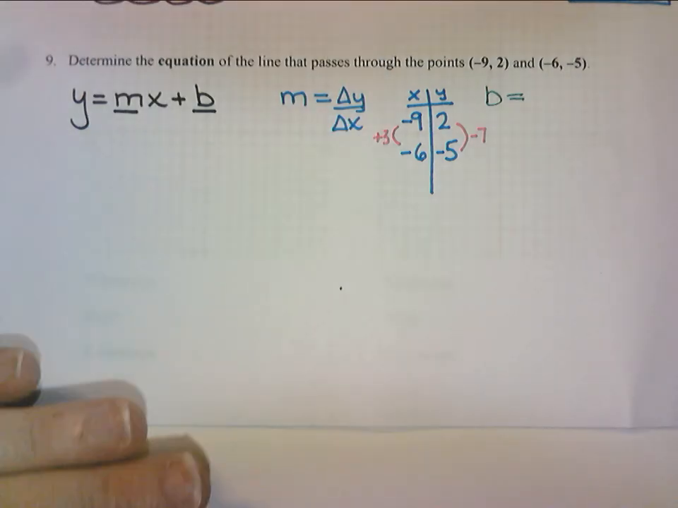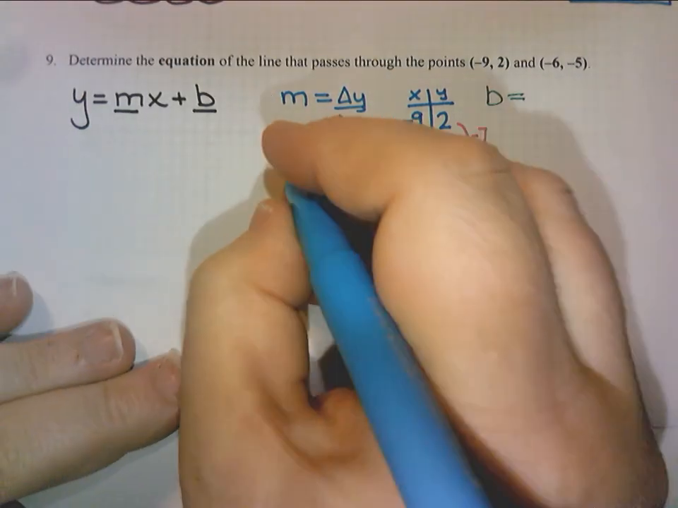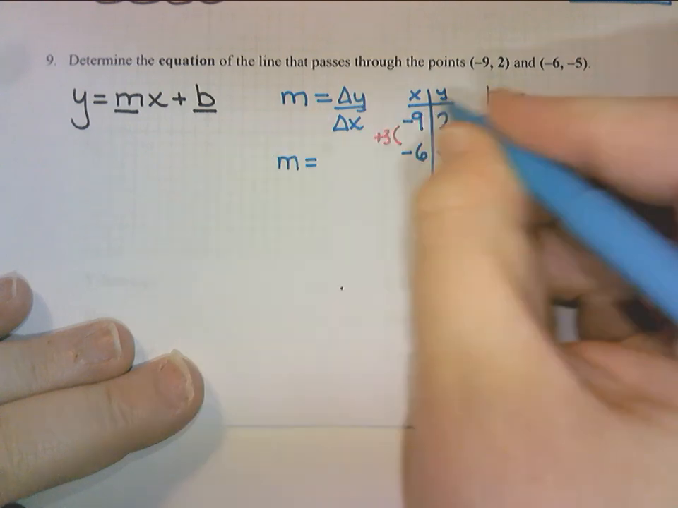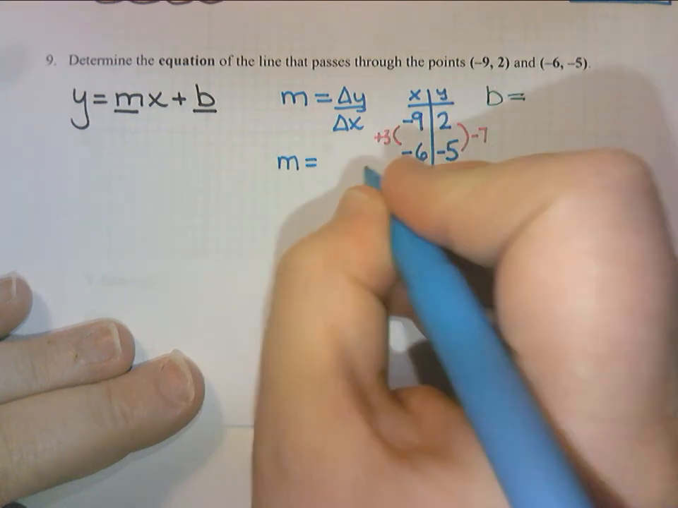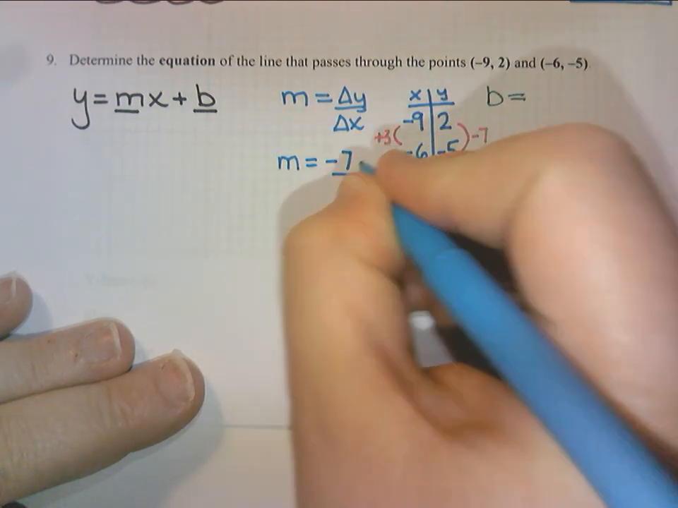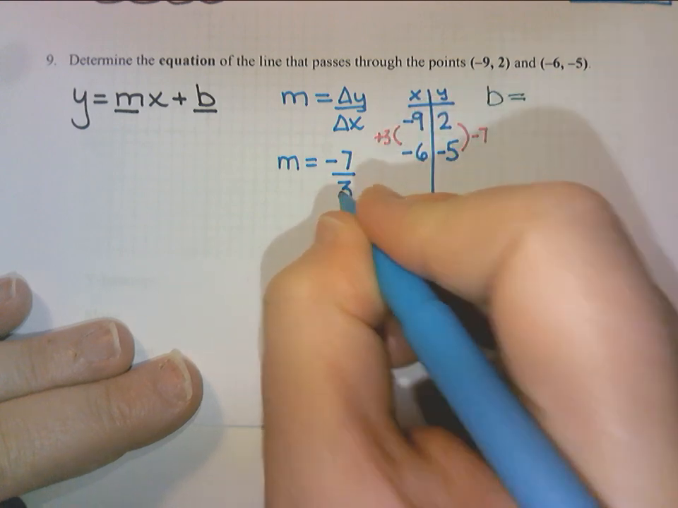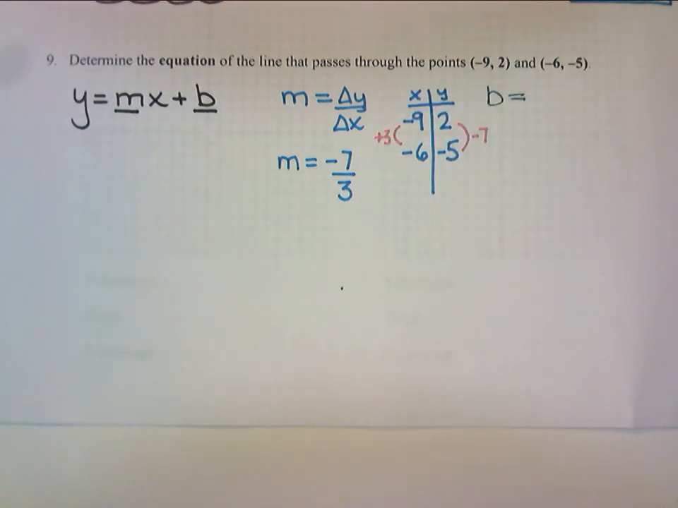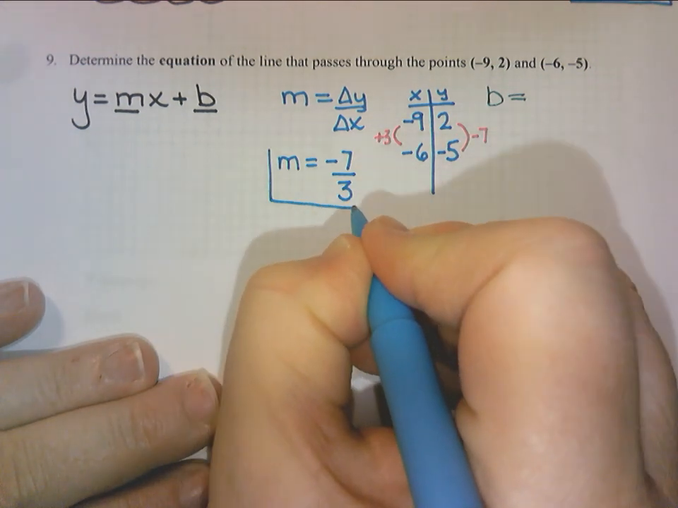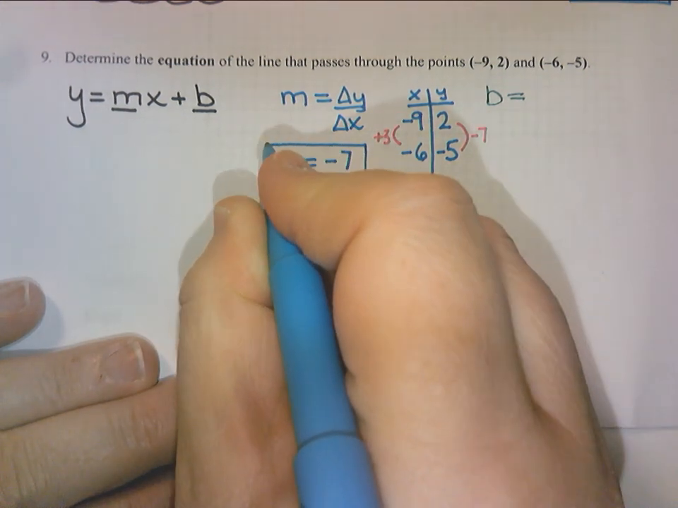So that means my slope is delta y, that's the change on the y side, so -7, over delta x, that's the change on the x side, which is +3. Now, 7 does not divide evenly by 3, and 7 and 3 do not have anything in common other than a 1. So that is going to be my final slope, that it is -7 over 3.